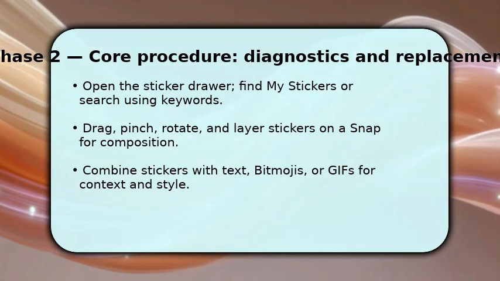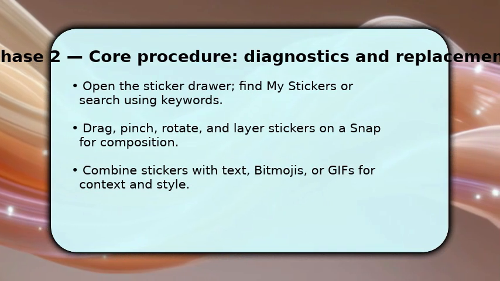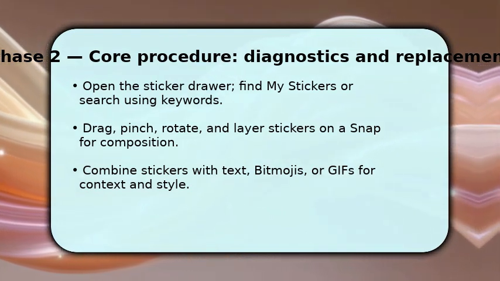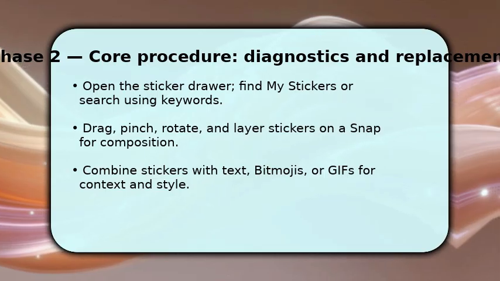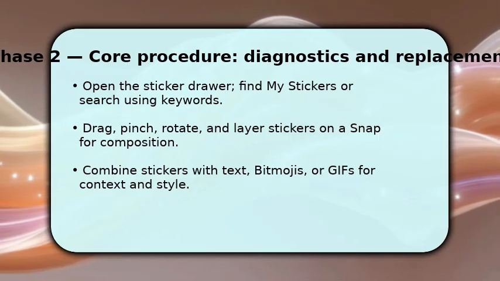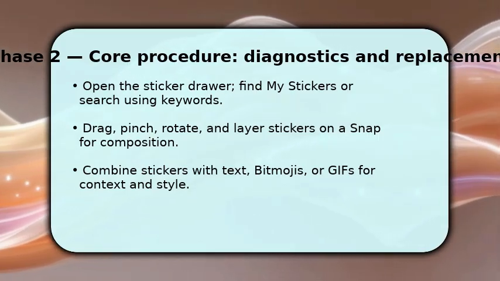Next, you refine and place that sticker. Open the sticker drawer and locate My Stickers, or use the search bar to fetch saved items. Tap and drag a sticker onto your snap, then pinch to scale, twist to rotate, and drag to layer it precisely. Layering gives depth and clarity.